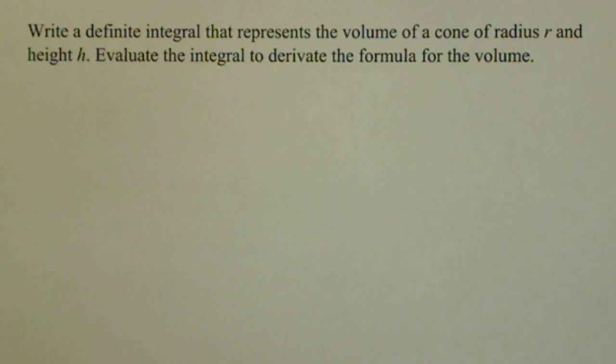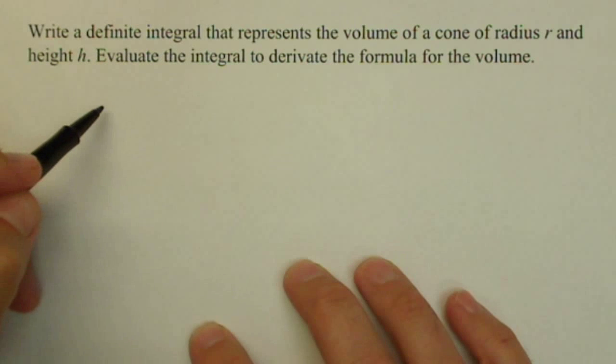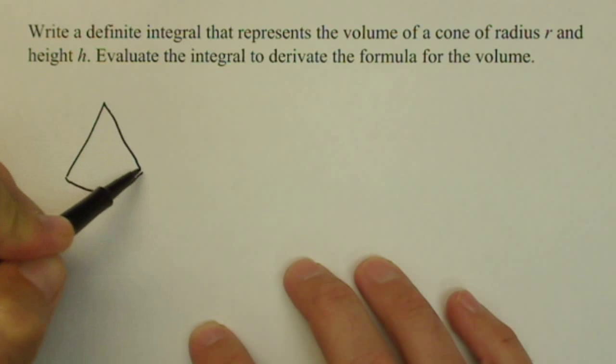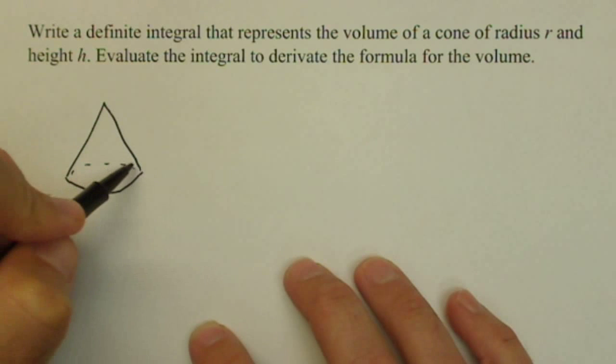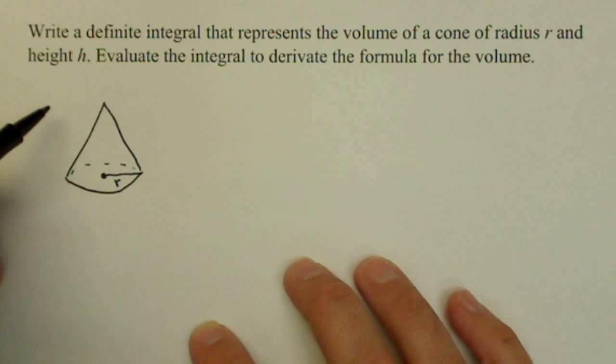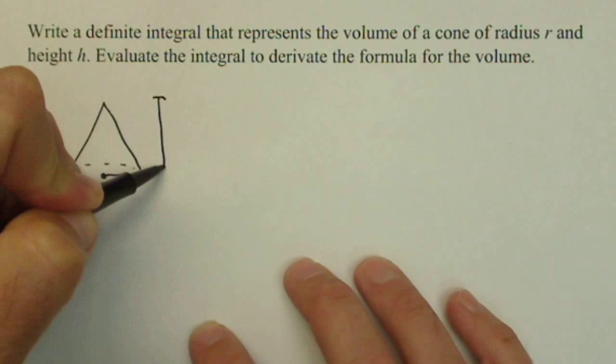So let's see how we can use the definite integral to derive the formula for the volume of a cone of radius r and height h. So here is our cone. It has a radius at the bottom or top, if you do it upside down, you get the same thing either way, of little r, and its whole height is h.